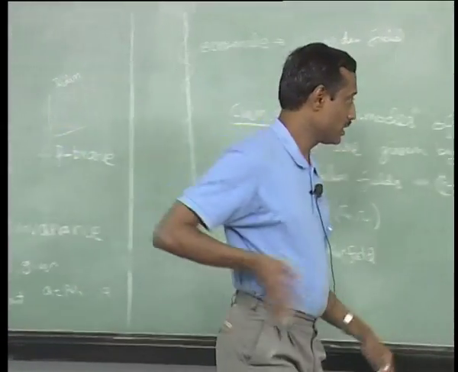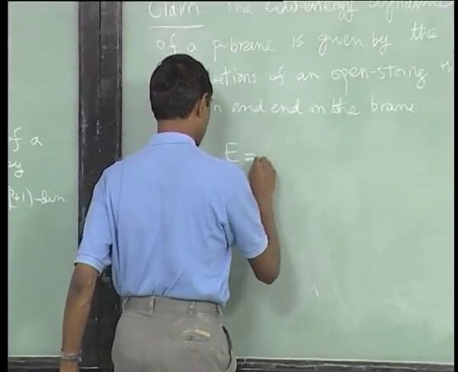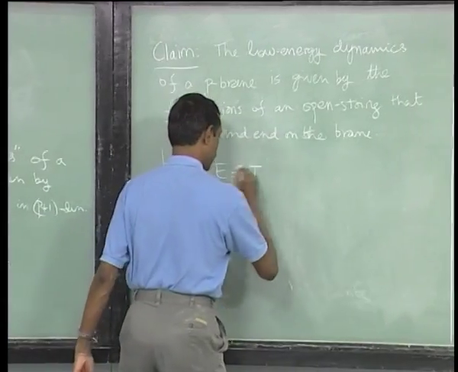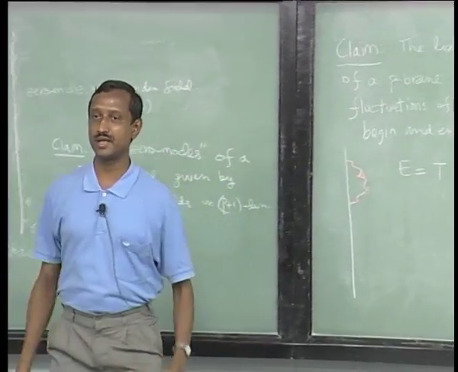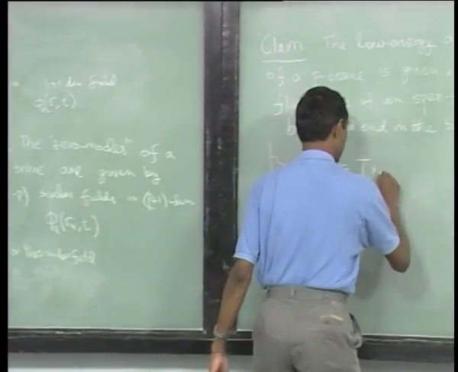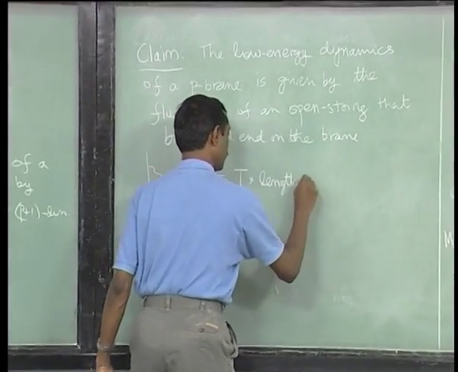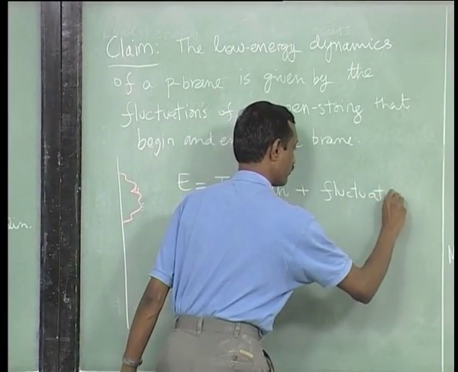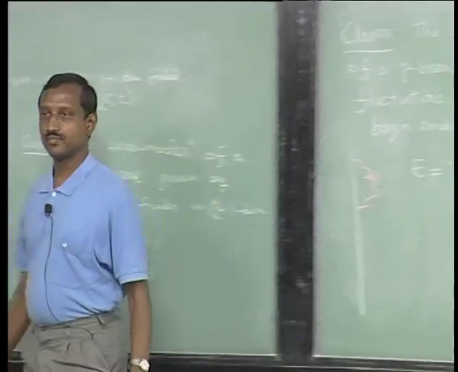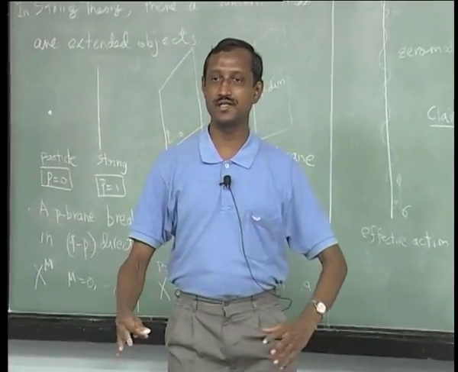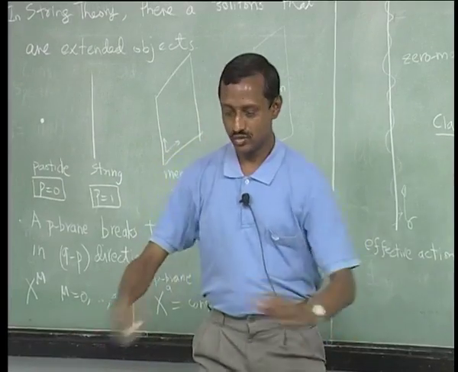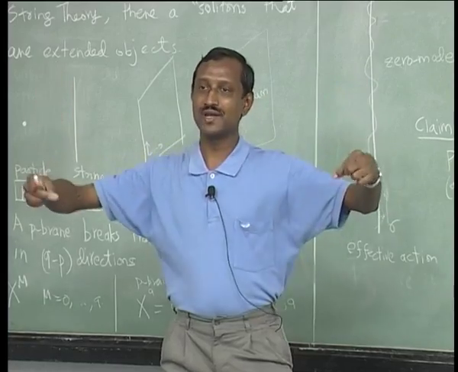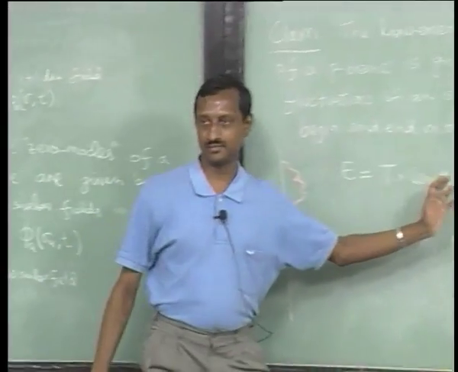fluctuations are. The energy of a classical string will be its tension, which is its energy per unit length, times its length, plus quantum fluctuations. But we are discussing the lowest energy thing, so we ignore all the other fluctuations. If you give me a string which has length L, the lowest possible energy would be tension times its length.